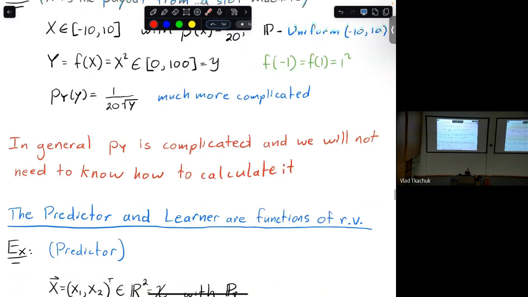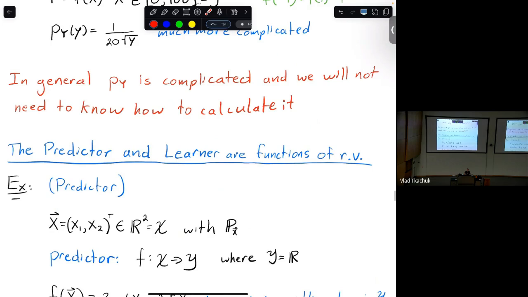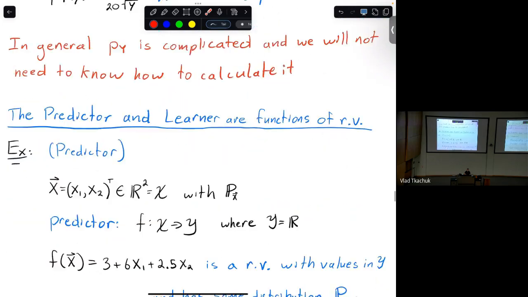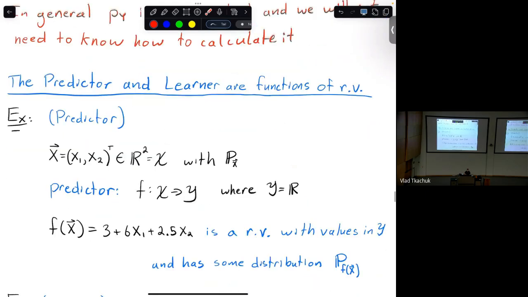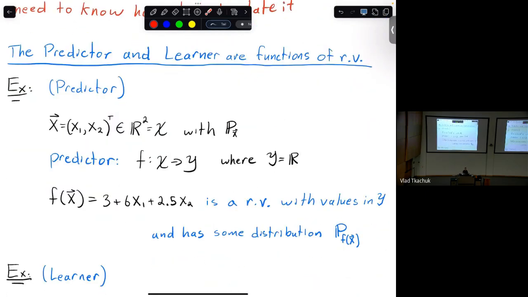Okay. That's this function of random variable stuff. And I mean, there's a process to calculate this, but we're not going over it. Okay, so now we see a little more formally the thing I already said, which is that your predictor and your learner are themselves random variables.